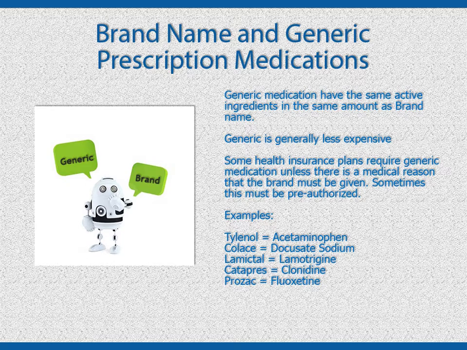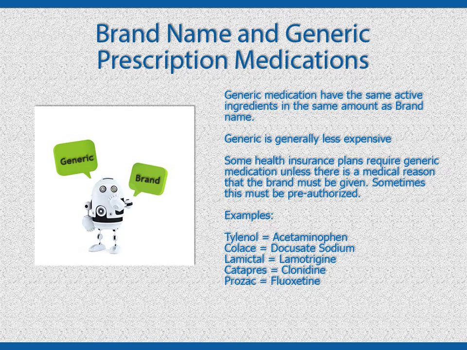Some health insurance plans require that generic medicine be dispensed unless there is a medical reason the brand name drug must be given. Sometimes the doctor will need to have this pre-authorized, or the insurance company will not pay for the prescription. Below are some examples of common brand name drugs and their generic counterpart: Tylenol, acetaminophen; Colace, docusate sodium; Lamictal, lamotrigine; Catapres, clonidine; Prozac, fluoxetine.